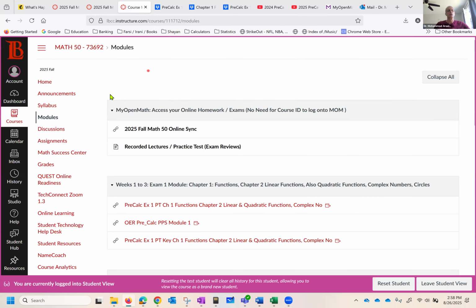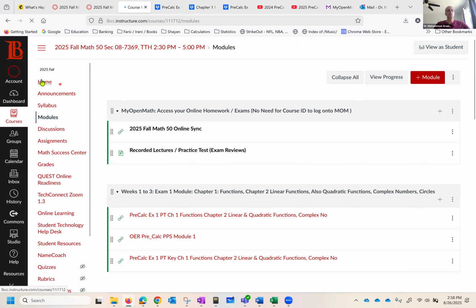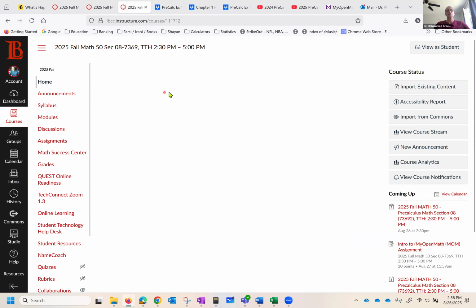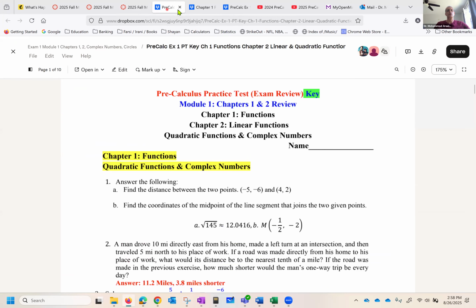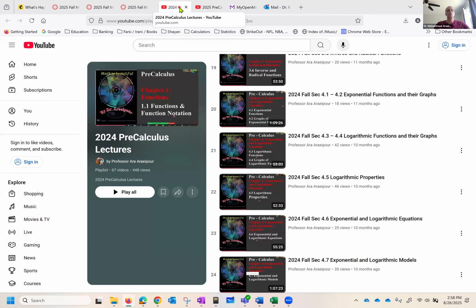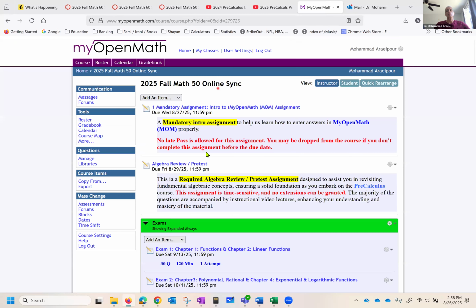So what I'm going to do, let me leave the student mode because I don't want to mix up here. And now I want to show you how it works when it comes to My Open Math. So now this is your digital platform, everybody, and this is where you do all your assignments. The very first one is introductory assignment to My Open Math. I'll go over that in a moment. It has to be done immediately.